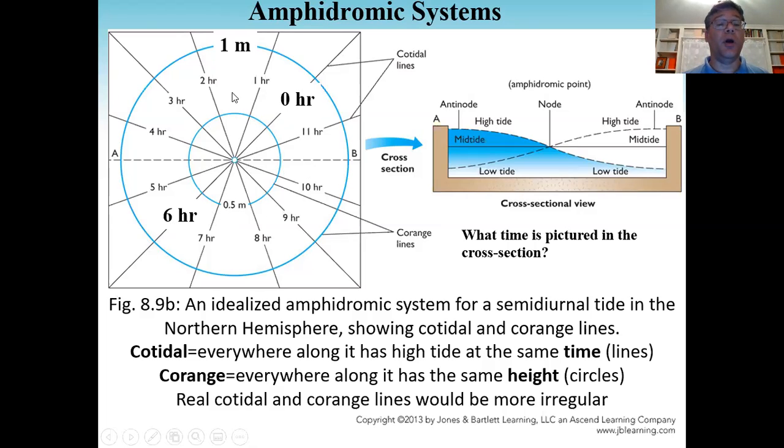Co-range means everywhere on the circle has the same difference, the same range between the high and the low. So in this case, our circle here has 0.5 meters. So the difference between high and low tide, if you're on that circle, is 0.5 meter. Out there, it's a meter different.